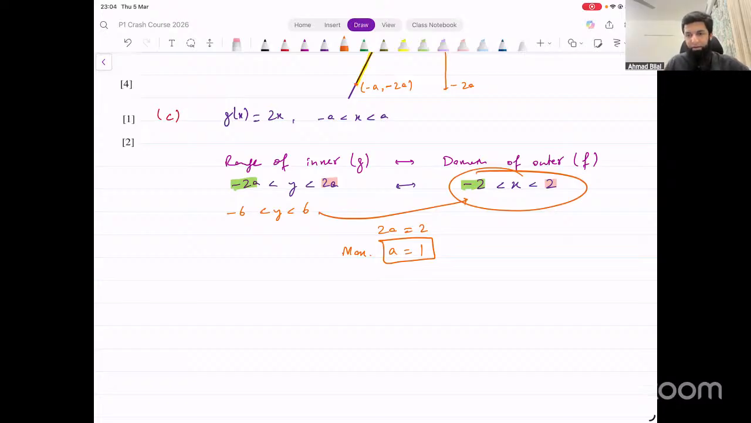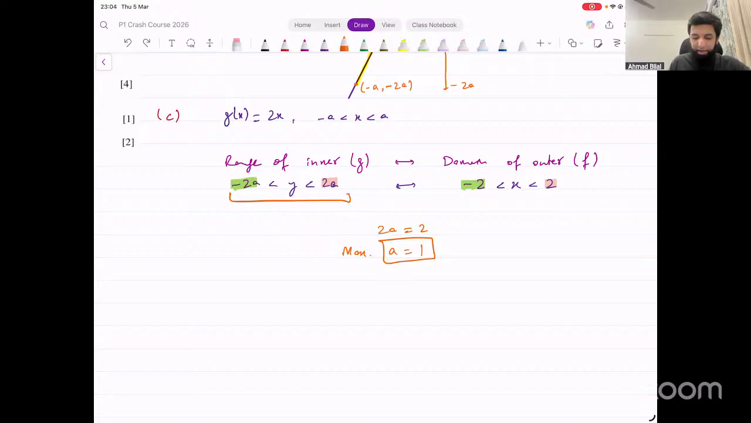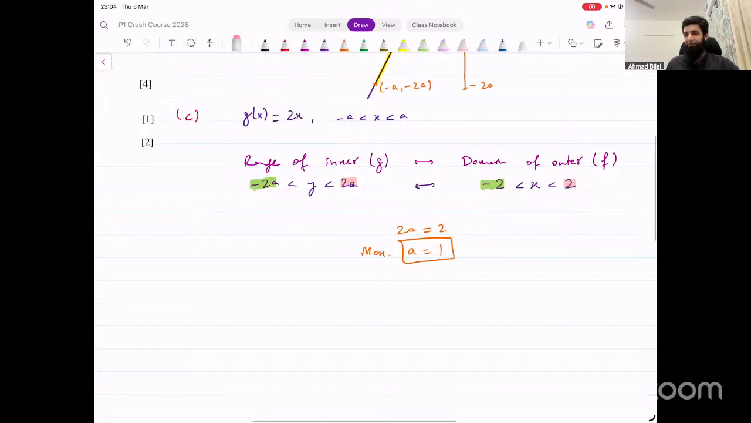Maximum value of a can be 1. Because if a becomes greater than 1, this range that we have got is going to become bigger than this domain, and we would not be able to input that in that function f then. So that's the maximum possible value of a. All right, that's what we were looking for. That's part C.